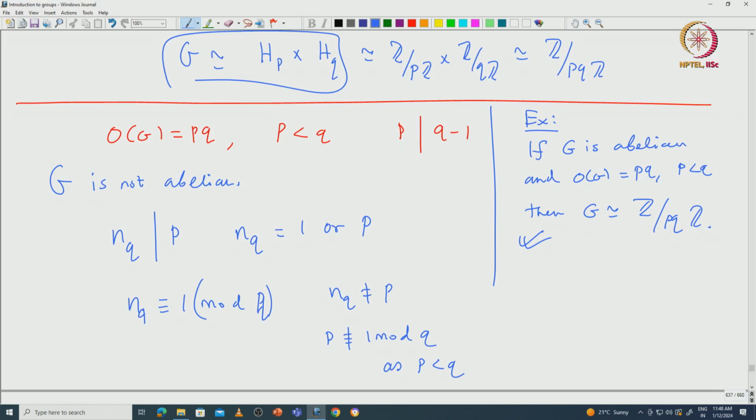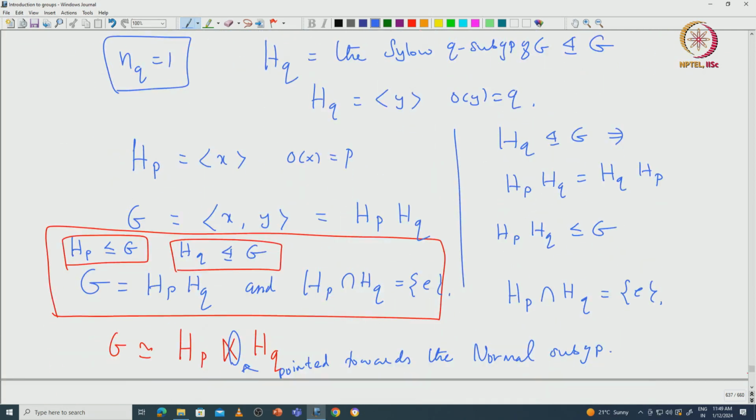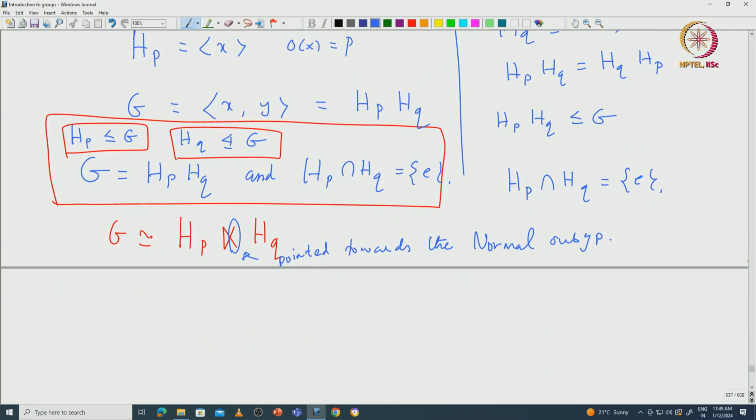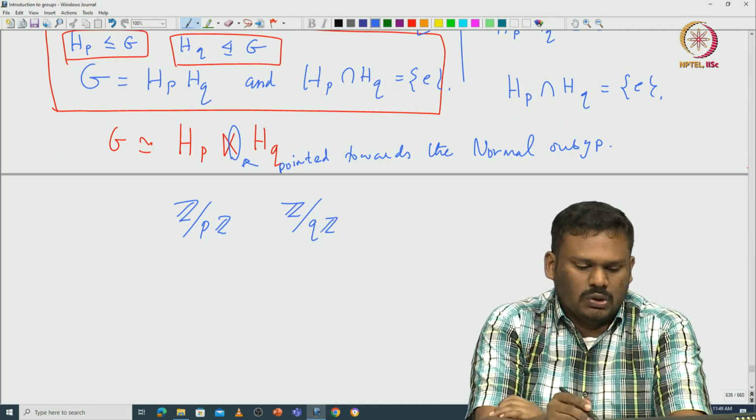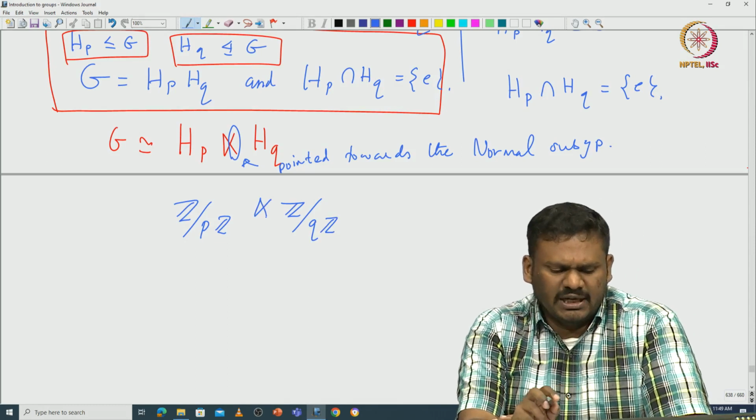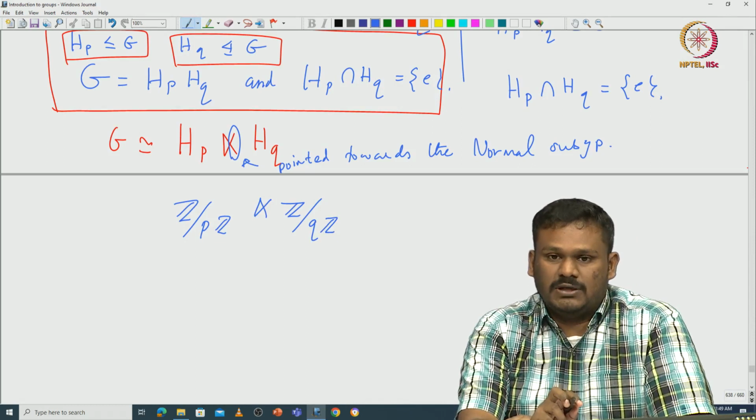When P does not divide Q minus 1, you get a cyclic group of order PQ, and when P divides Q minus 1, there are two possibilities. When it is abelian, you get the cyclic group of order PQ, and when it is not abelian, you get a semi direct product of those two cyclic groups. HP is nothing but Z modulo PZ and HQ is nothing but Z modulo QZ.